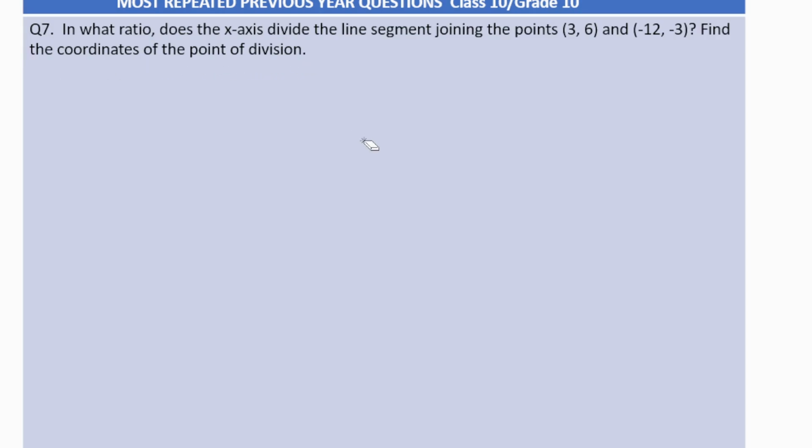Now, this is a very simple question from section formula. We have to just apply the section formula. One point is (3, 6) and the other point is (-12, -3). So, this is the line and the x-axis is dividing this line segment. So, let this be the x-axis. Alright, this is the x-axis.